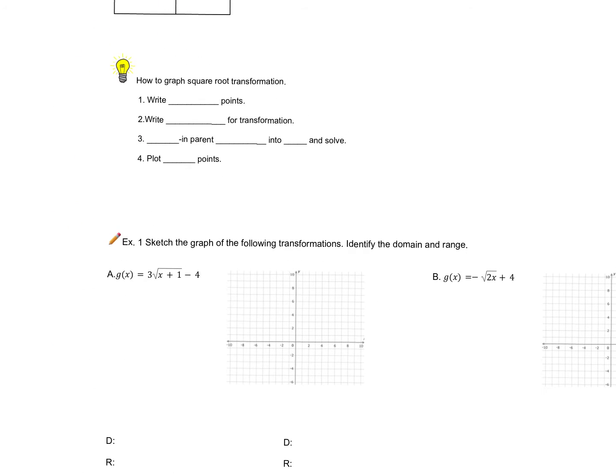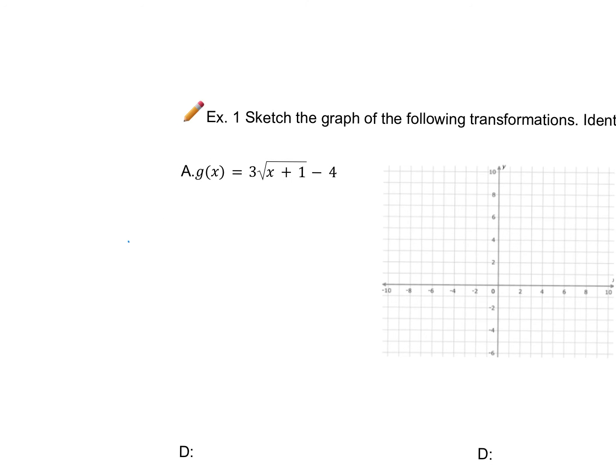So we're going to write our parent points. We're not going to write the rule for transformation, and we're going to plot the points. So for this, we have the square root of x equals y: 0, 1, 4, 9, 0, 1, 2, 3.